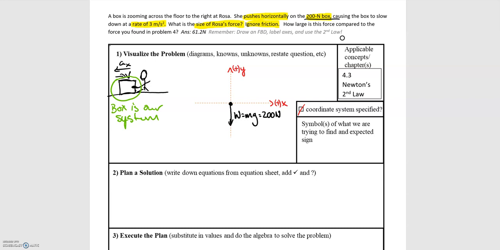Now we have to look at other forces. We know there's an applied force by Rosa, and that force is applied horizontally, so that's going to be in the x direction. Rosa is pushing on the box to the left, so we're going to have an applied force by Rosa pointing in the negative x direction. So that's F Rosa.